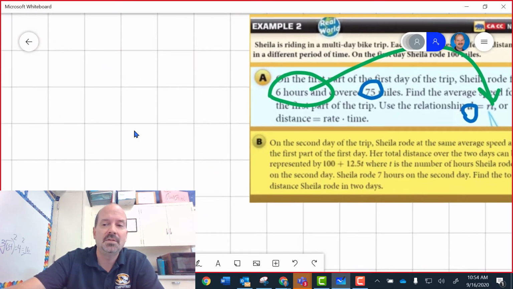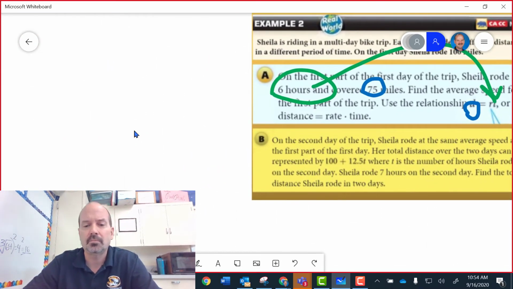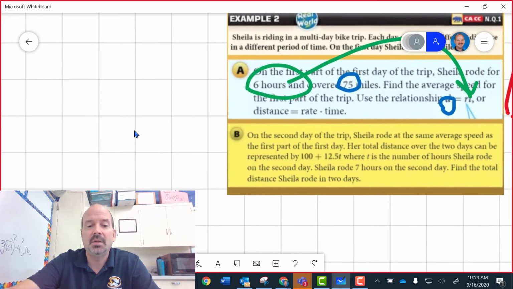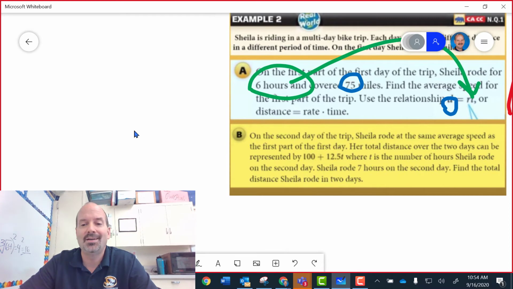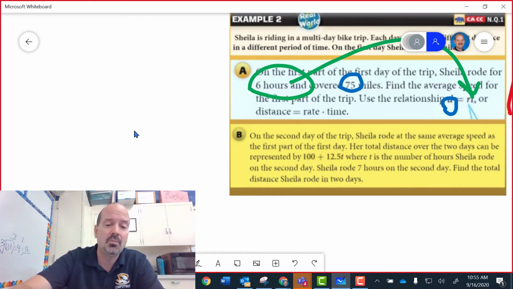Maybe scroll it over here for the second part. On the second day of the trip, Sheila rode the same average speed as the first part of the first day. Her total distance over the 2 days can be represented by 100 plus 12.5 T, where T is the number of hours Sheila rode on the second day. Sheila rode 7 hours on the second day. Find the total distance Sheila rode in 2 days. That's a lot of words, but same pattern we're going to do.